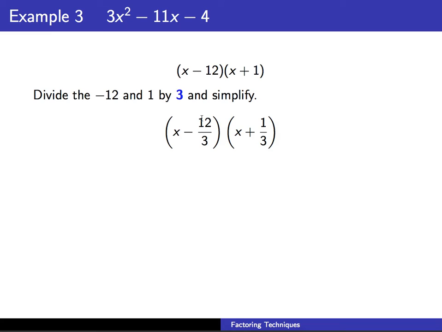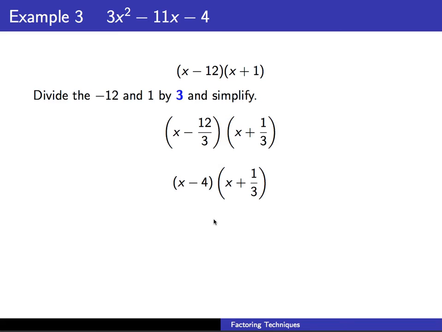So we get x minus 12 over 3 and then times x plus 1 over 3. Now 12 over 3 simplifies to 4, so we get x minus 4. However, we have here x plus 1/3. And again, if you multiply this out, even the x times x, you don't get 3x squared, so we're not done yet.